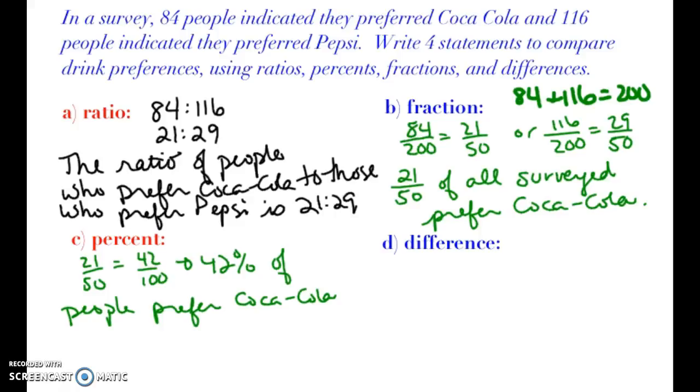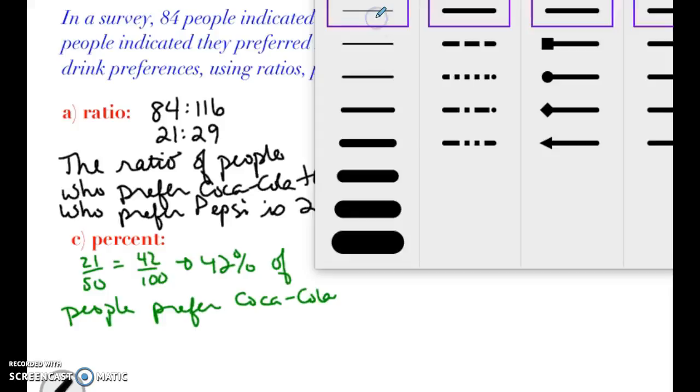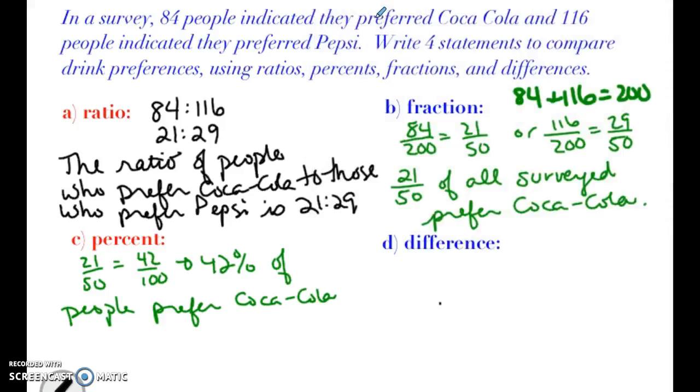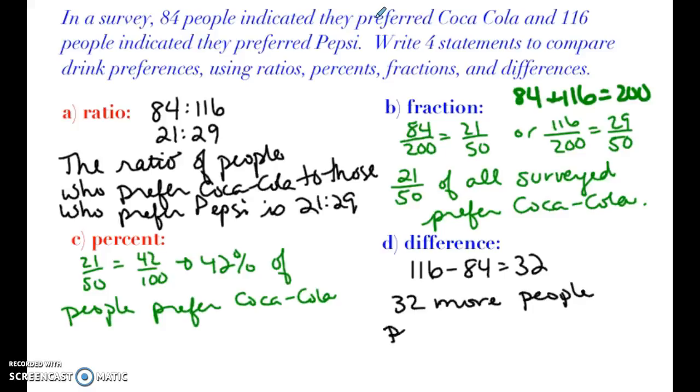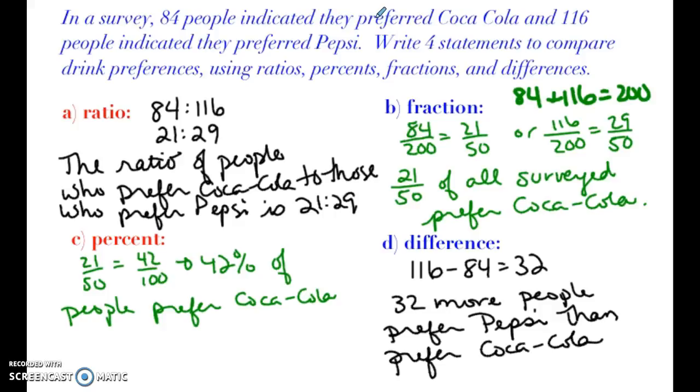And then the last one, difference. So with this one, you got to subtract, and you need to do it with the original numbers. So 116 minus 84 equals 32. So 32 more people prefer Pepsi than prefer Coke. All right, so these are the kind of statements that you'll be writing. Hope that you can figure out the difference between each of the types.